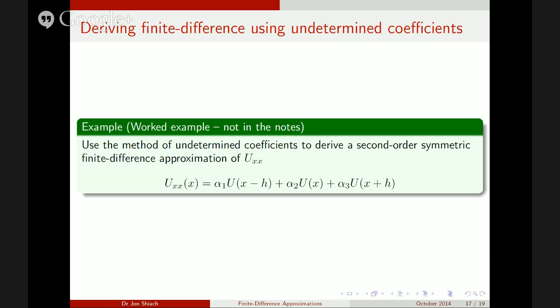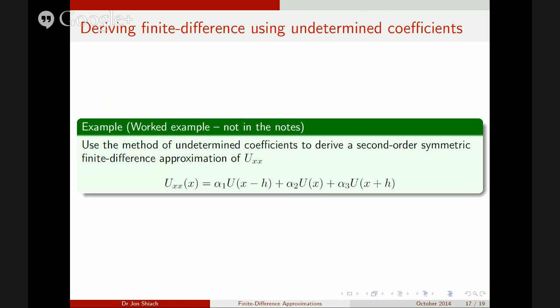So what I'm going to have is some coefficient multiplied by the left hand node, or the one to the left, some coefficient multiplied by the central node, and another coefficient multiplied by the node to the right. Alpha 1, alpha 2, and alpha 3 are my undetermined coefficients. That's what I want to find the value of.